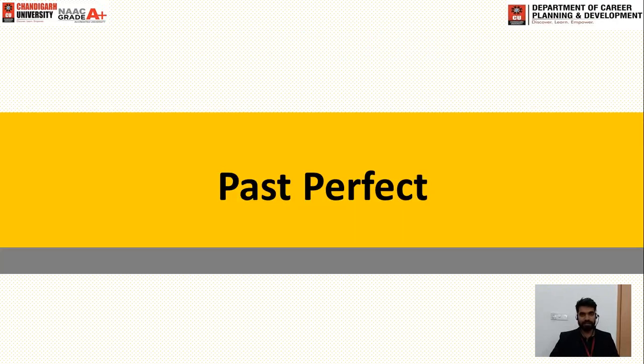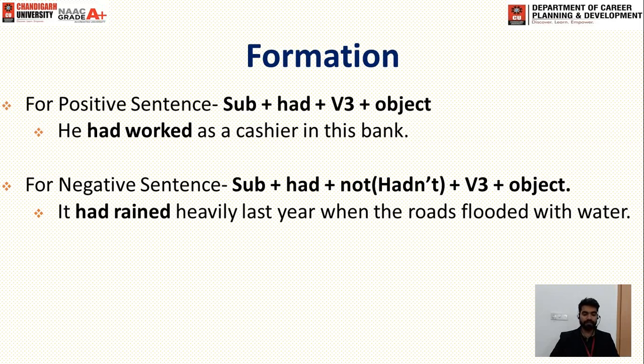Past perfect. This is the one that you need to really pay attention to. For a positive sentence: subject plus had plus verb third form. Again, verb third form is used with had. Plus object. He had worked as a cashier in this bank. For a negative sentence: subject plus had plus not plus verb third form plus object. It had not rained heavily last year when the roads flooded with water. This is the way of writing your past perfect.